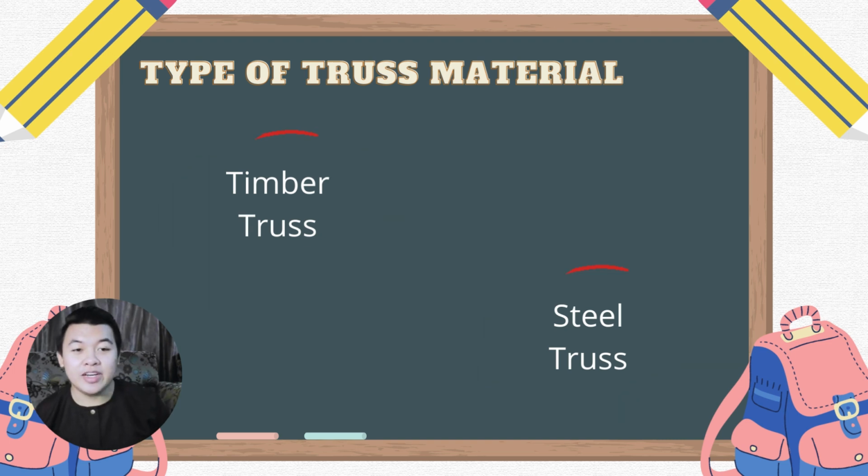Next, we have two types of material that are commonly used in Malaysia to make the trusses. The first material is timber truss. A timber roof truss is a structural framework of timber designed to bridge the space above a room and to provide support for a roof. Trusses usually occur at regular intervals linked by longitudinal timber such as purlins.